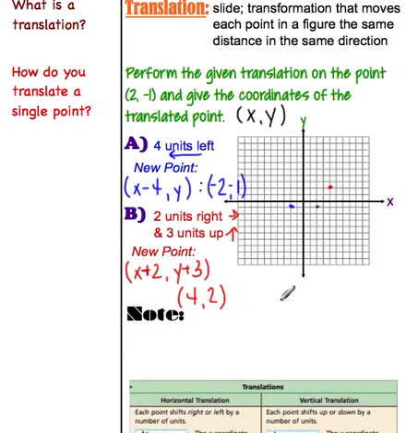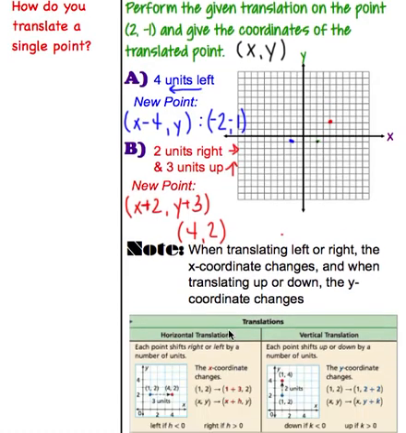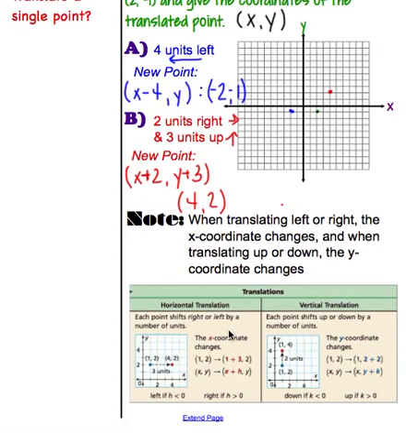Now one thing I do want to make note of is that when you're translating left or right, the x coordinate changes, and translating up or down, the y coordinate changes. We were just talking about that, and you don't have to copy all this down, but this is giving you a specific image of what that's going to look like.